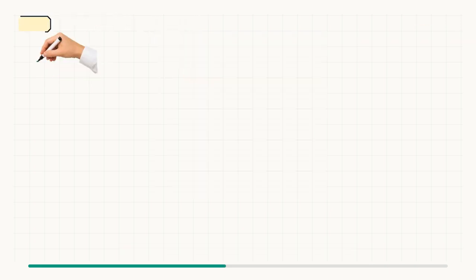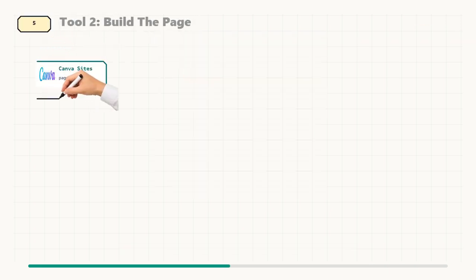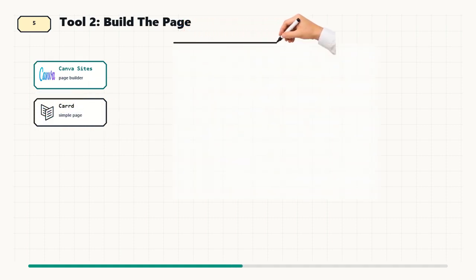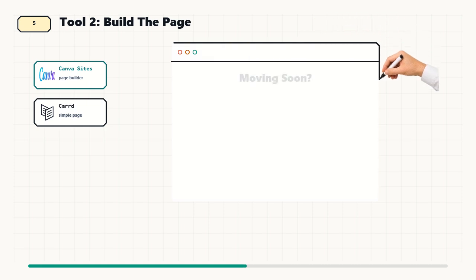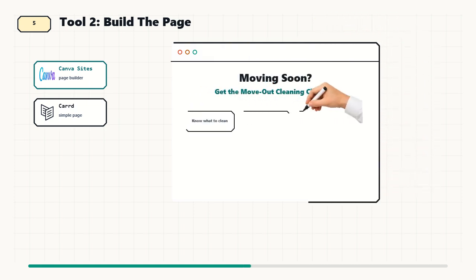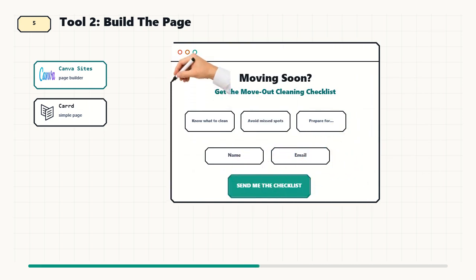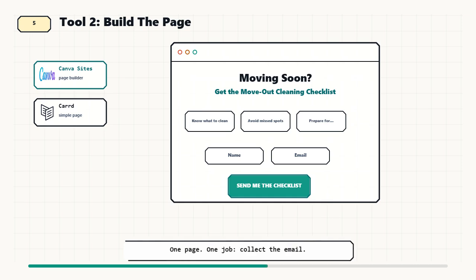Tool 2 is Canva Sites or Card. Dave does not need a full website for this. He needs one page with one job: collect the email. The page says, "Moving soon. Get the move-out cleaning checklist." Then 3 benefits: a name field, an email field, and one button. Send me the checklist. Simple pages convert because there is only one next step.